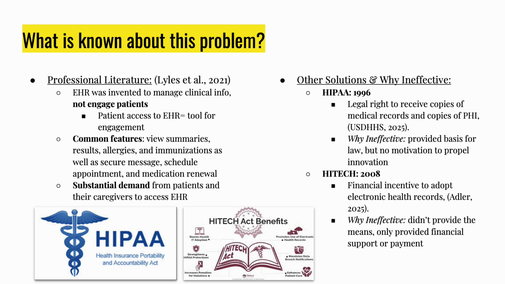There is a substantial demand from patients and patient caregivers to access electronic healthcare record data and to communicate electronically with health systems. So what are some other solutions that were proposed and why were they ineffective? HIPAA, the privacy and protection laws, were first introduced in 1996, and the reason why HIPAA is ineffective is because it provided the basis of the law, but no motivation to actually propel technology forward.